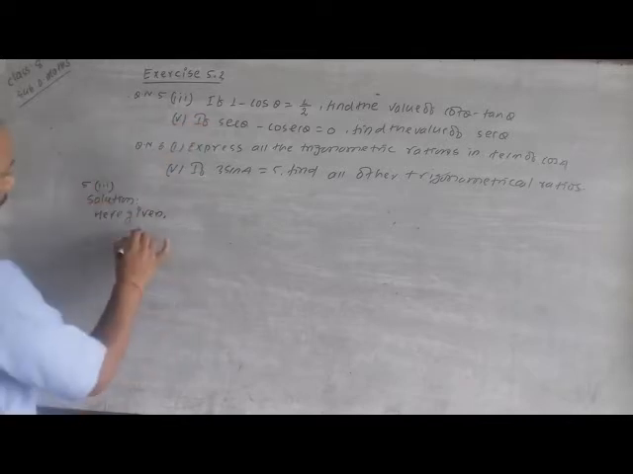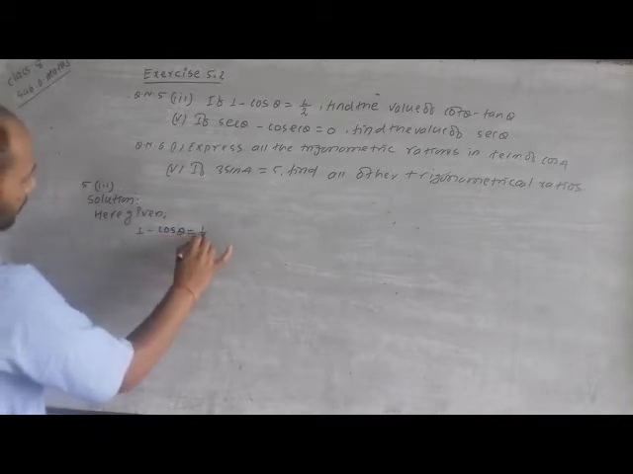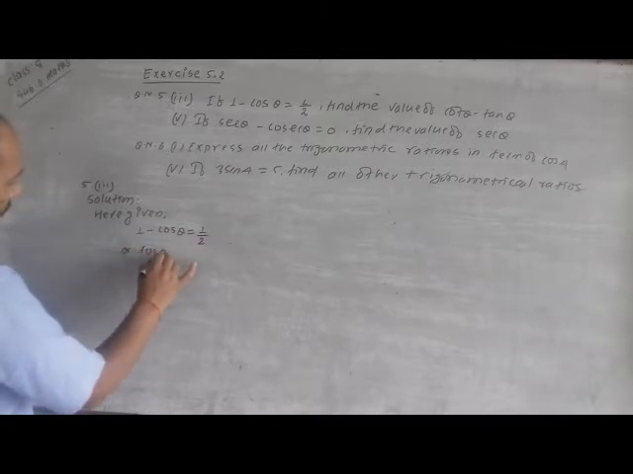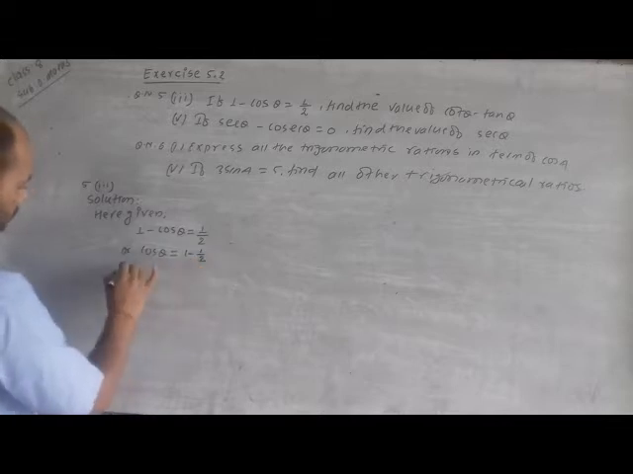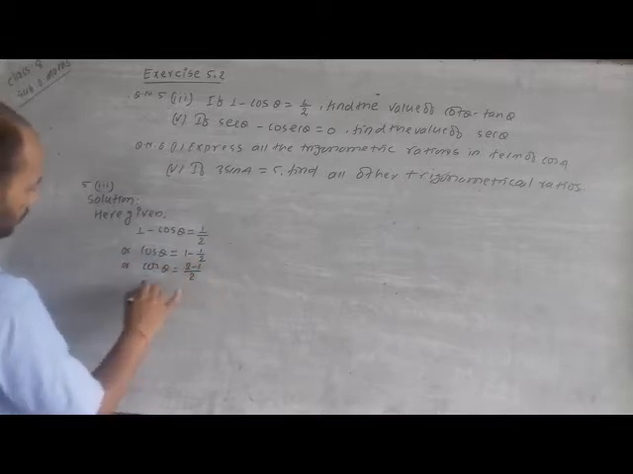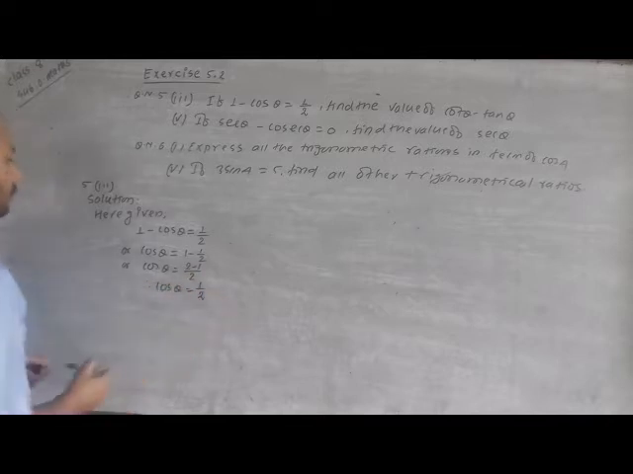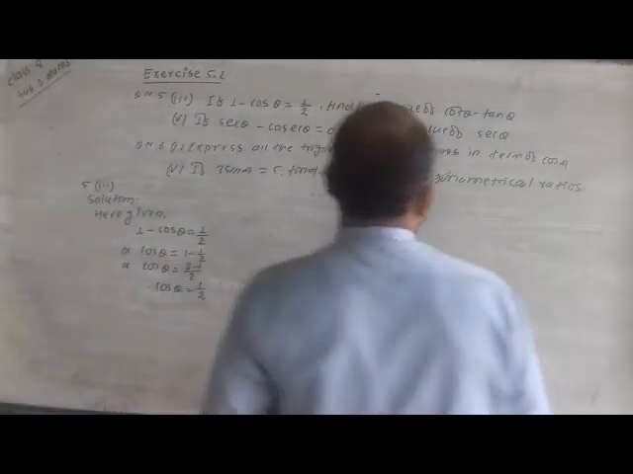Given 1 minus cos theta is equal to 1 by 2, or cos theta is equal to 1 minus 1 by 2. Cos theta is equal to (2 minus 1) by 2. Therefore cos theta is equal to 1 by 2. First, you should find from here the value of cos theta, and your question says find the value of cot theta minus tan theta.